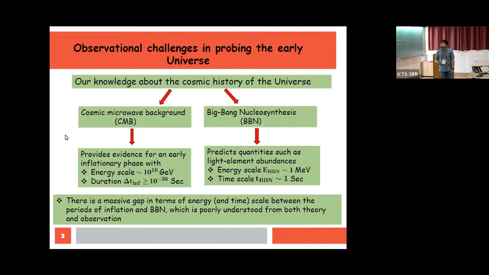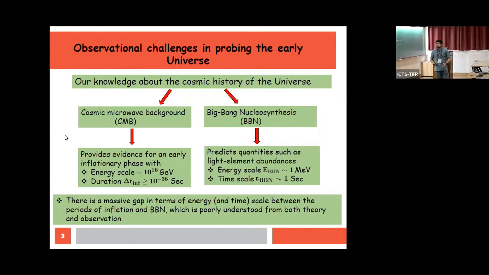First of all, why the reheating? There are some observational challenges in the early universe, because our knowledge of the cosmic history of the universe is based on two major observations. One is the cosmic microwave background, and another is BBN. Typically, the CMB provides evidence of accelerated expansion during the early phase, which is the inflationary phase. Typically, the energy scale is around 10^15 or 16 GeV, and the duration is around 10^-36 seconds. Whereas BBN actually predicts quantities such as the light element abundances, at an energy scale around 1 MeV and a time scale of 1 second.